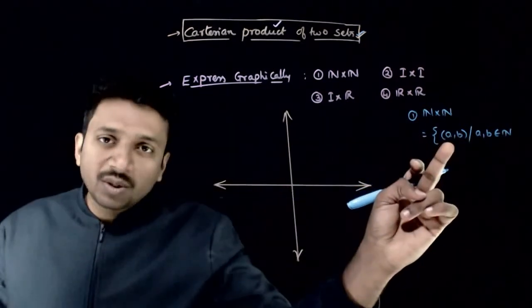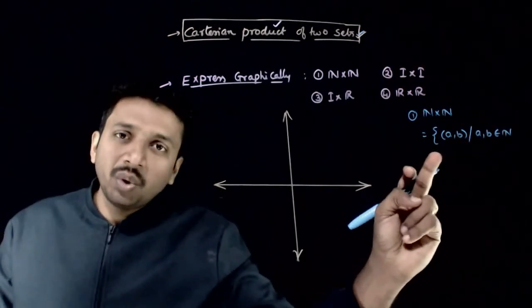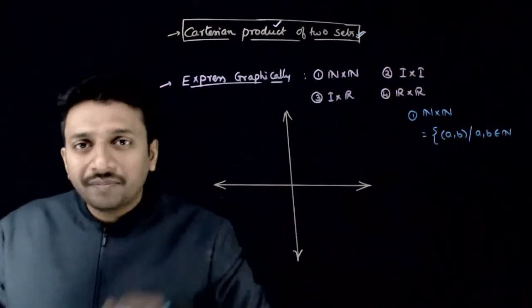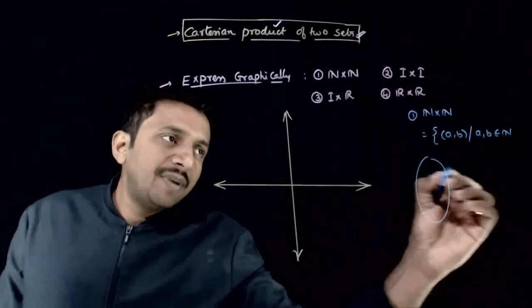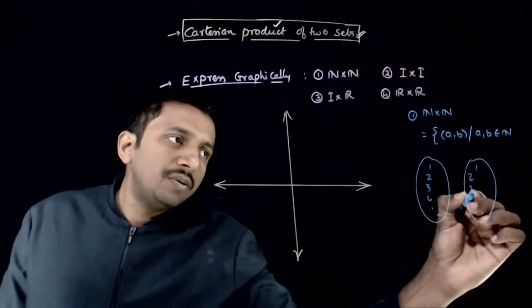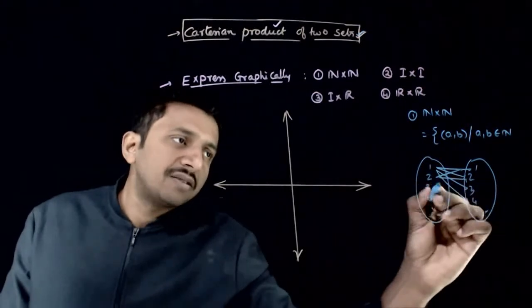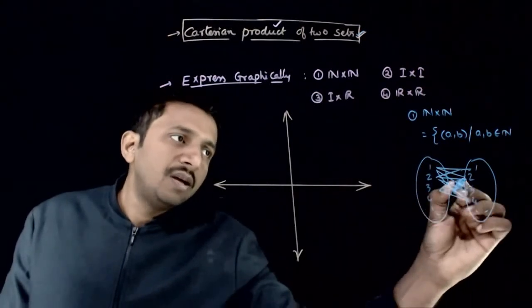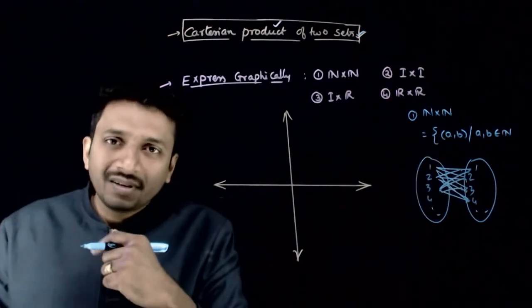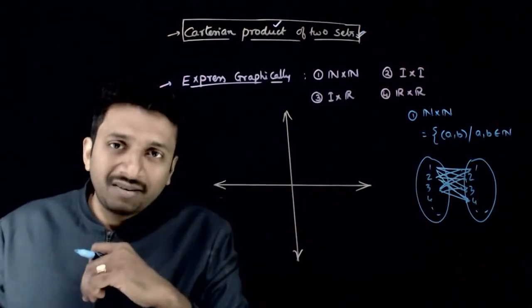Now if you take a as 1, b can be 1, 2, 3, 4, and so on. So you get points (1,1), (1,2), (1,3), (1,4), and so on. And next (2,1), (2,2), (2,3), (2,4), and so on. Right? If I write this in diagrammatic form, it looks something like this: 1, 2, 3, 4, and so on, and 1, 2, 3, 4, and so on. You get all the possible matchings. In diagrammatic form, this set looks very clumsy. So let us try to express this in graphical form, which will be neat.